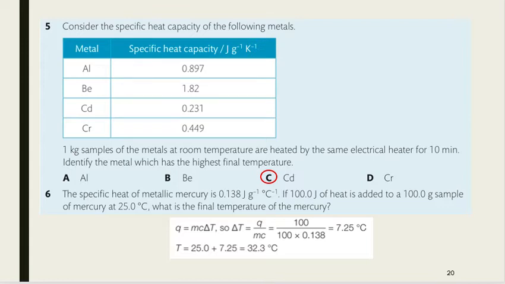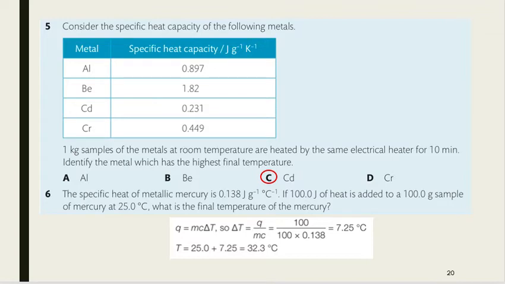And finally, we have number 6. The specific heat of metallic mercury is 0.138 joules per gram per degree Celsius. If 100.0 joules of heat is added to a 100.0 gram sample of mercury at 25 degrees Celsius, what is the final temperature of the mercury?